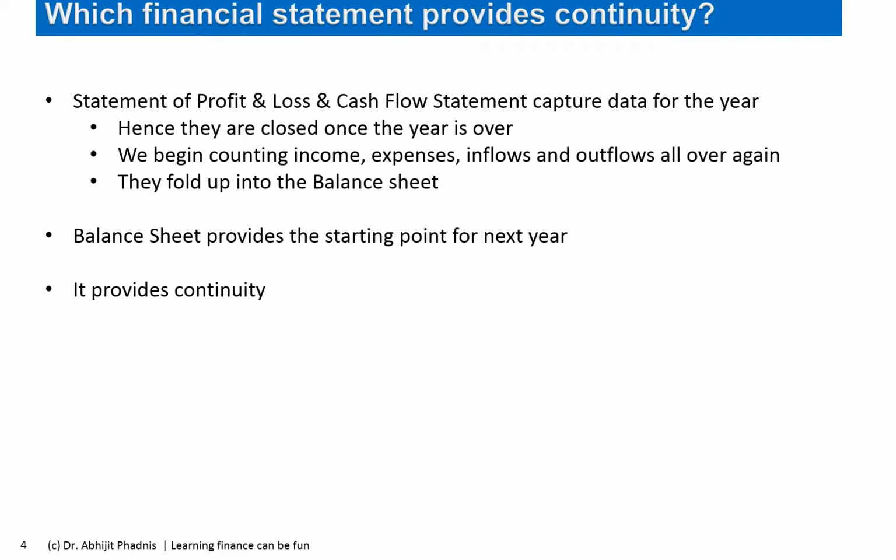And then come next year, we'll start counting income, expenses, inflows and outflows all over again. And as we just discussed, they all fold up into the balance sheet eventually, because the statement of P&L and cash flow statement provide their net effect, which lands into the balance sheet. So this closing balance sheet, the balance sheet as on 31st March 2018, as in our previous slide, actually provides the starting point for the financial year 2018-19. And thus the answer to the question which I have put on top of the slide, which financial statement provides continuity, the answer is, it is the balance sheet.